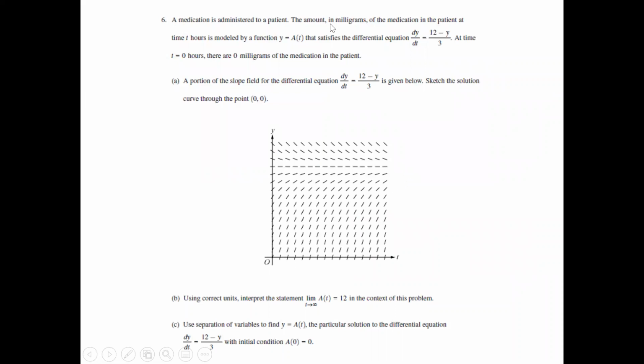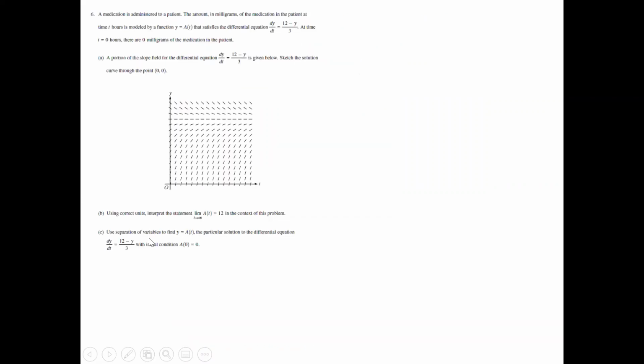It says a medication is administered to a patient. The amount in milligrams of the medication in the patient at time t hours is modeled by y equals A of t, which satisfies this differential equation. So this is the change of the medication that's in the patient's system after so many hours. At time t equals 0 hours, there is 0 milligrams of the medication in the patient. A portion of the slope field for the differential equation dy over dt is given below, and it asks you to sketch a solution curve through the point (0, 0).